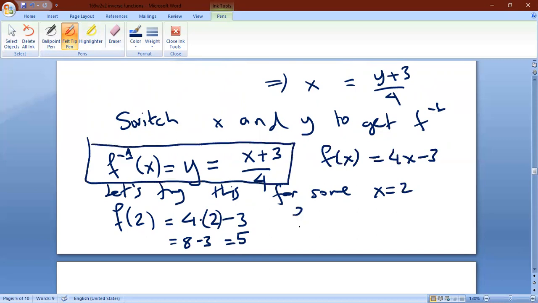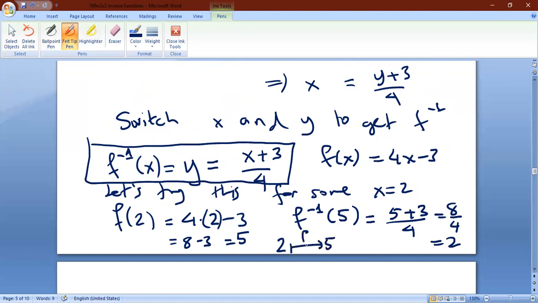So now, take 5 and apply the f inverse rule, (5 plus 3) over 4, right? This is 8 over 4, which is 2. As you see, 2 was mapped to 5 by the function f, but 5 is mapped back to 2 by the inverse function. You can try this with other inputs, and you will get the same result, okay?